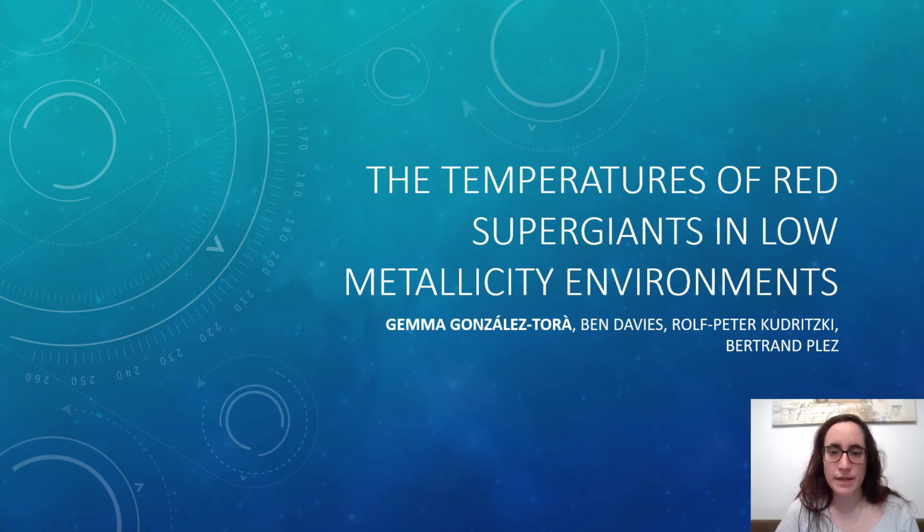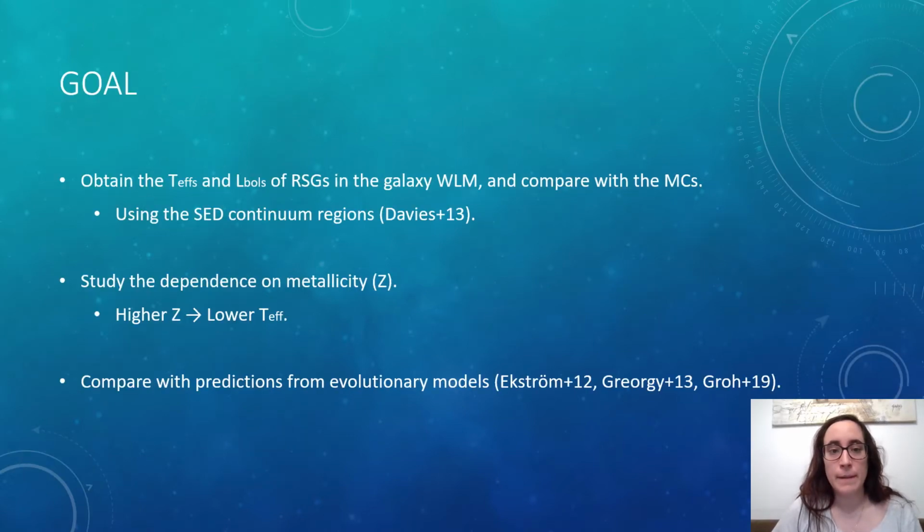Hi everyone. In this talk we want to study the metallicity dependence on the effective temperature of red supergiants. Our goal was first to obtain the effective temperature and luminosity of a sample of red supergiants in the galaxy WLM, which is a metal-poor galaxy that has a metallicity around -1. And we also want to compare these results with the Magellanic Clouds.